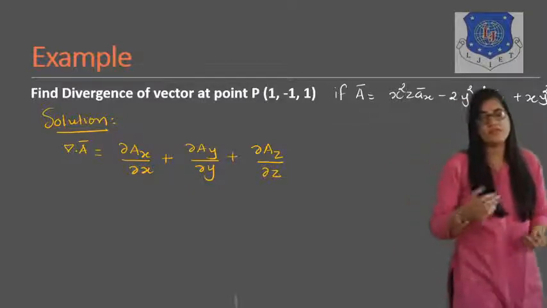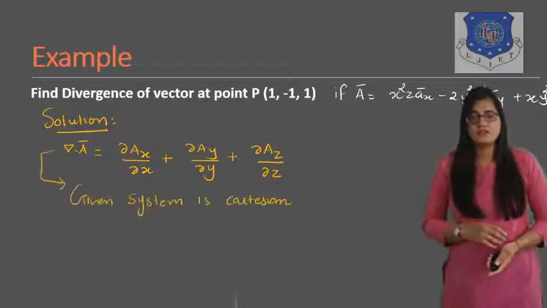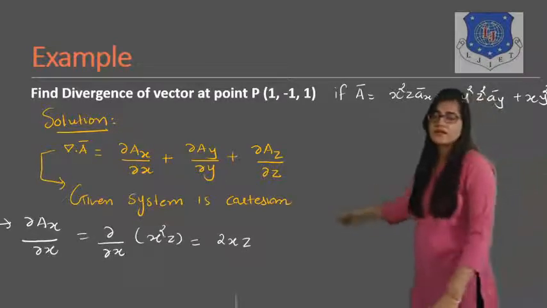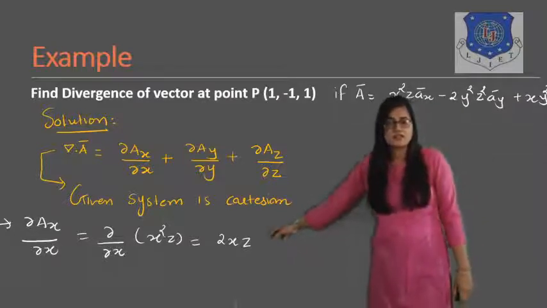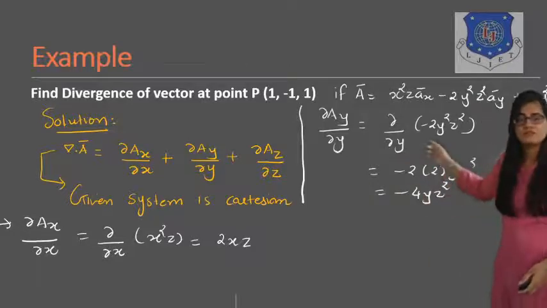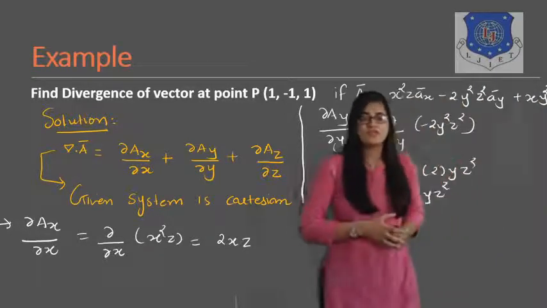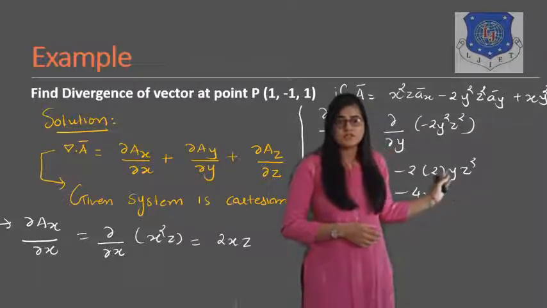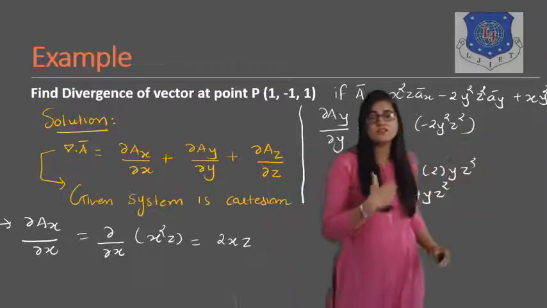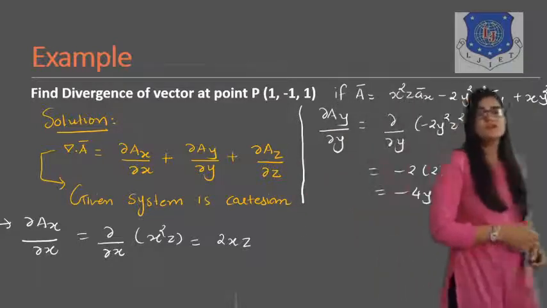So we have the values of Ax, Ay and Az. Now let's put them in this equation. Del by del x of x square z is 2xz. Del Ay by del y means del by del y of the second term, minus 2y square z square. If you do the partial differentiation with respect to y, minus 2 stays as it is, and differentiation of y square is 2y. So minus 2 into 2yz square becomes minus 4yz square.